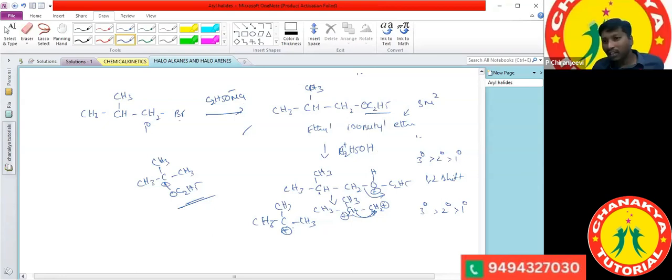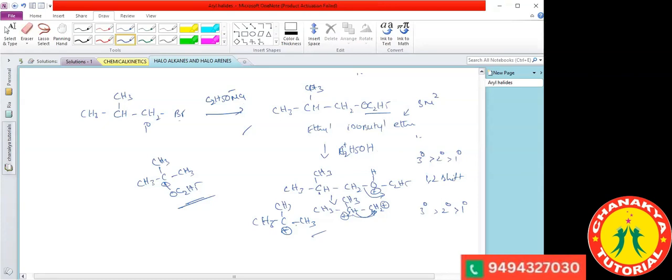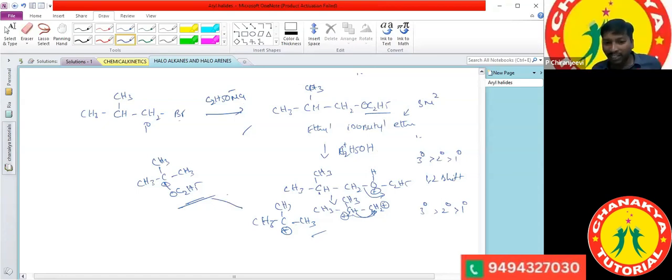In the SN1 reaction, what is the reaction intermediate? The reaction intermediate is also the tertiary butyl carbocation only. In the SN1 reaction, it is highly reactive. To become stable, it immediately attaches with the nucleophile. What is the nucleophile? OC2H5. Then it forms the product.